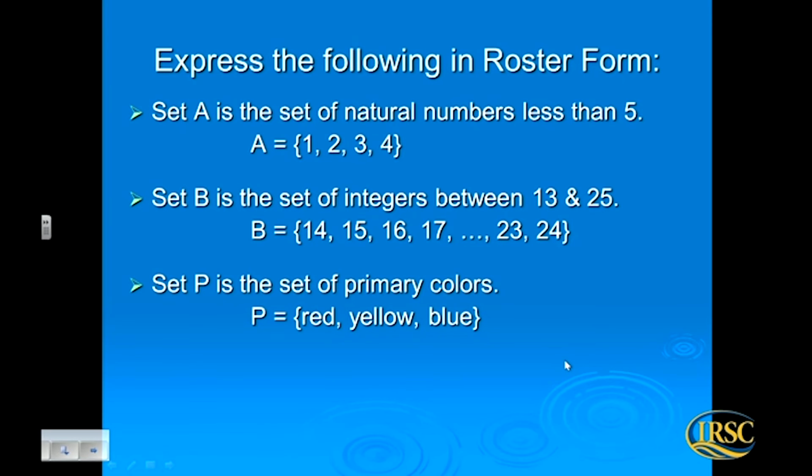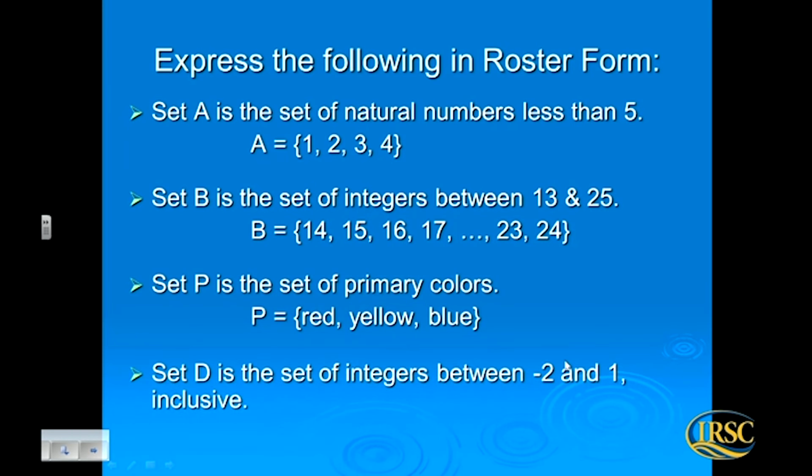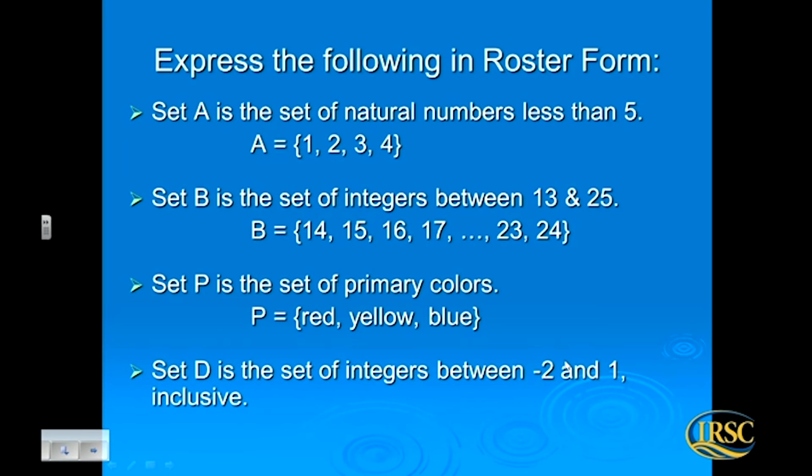But otherwise, if it's an obscure thing, I try to make sure it's not on the test. But it could very well be on the homework. And it just means you need to do a little bit of research to figure out what those items are. And then our last example here, set D is the set of integers between -2 and 1 inclusive. So D equals the curly brace, -2, -1, 0, and 1, close your brace.